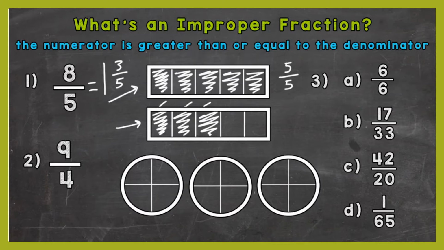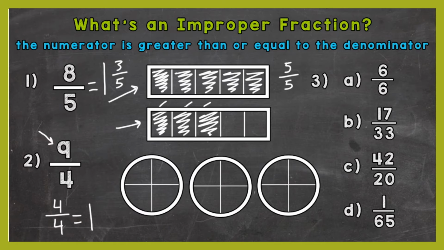For number 2, we have 9/4. The numerator, the top number, is greater than the denominator, the bottom number. So we have an improper fraction, and this improper fraction's value is going to be greater than 1 whole. I want to mention this again because it's important: if we were to have 4 over 4, remember, same number up top and below equals 1 whole. But in the case of number 2, 9/4, that top number is greater than the bottom, so this is going to be greater than a whole.